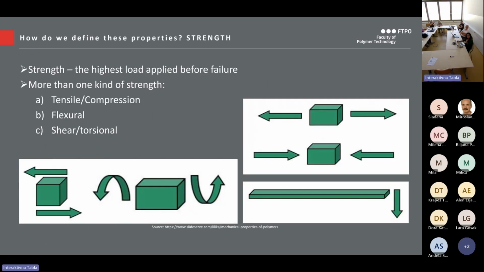Okay, so first, how do we define strength? Strength is actually the highest load applied before failure and is mathematically given as the force over the cross-section area. We know more than one kind of strength, and it's dependent on the type of the load we apply. So tensile, then compression, in the opposite direction, flexural if we are bending our samples, then shear or torsional.